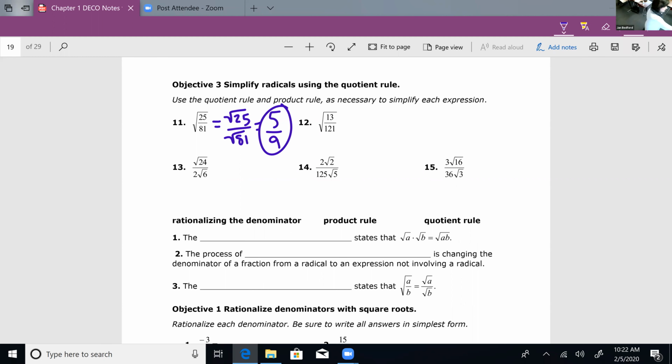Now, the problem here is if I separate, are both of these perfect squares? Is one of them a perfect square? Which one?